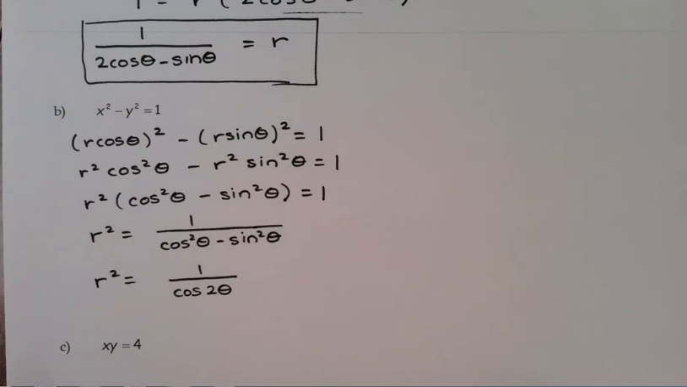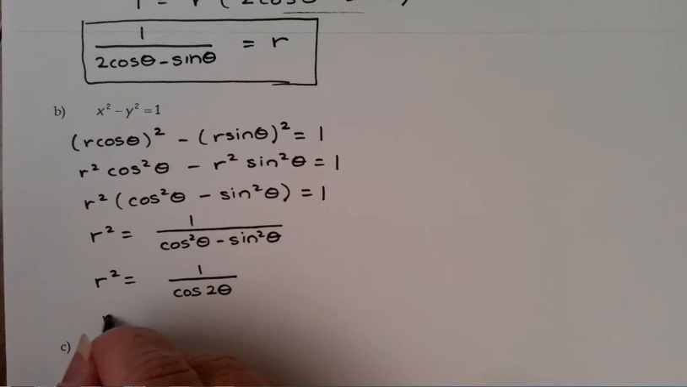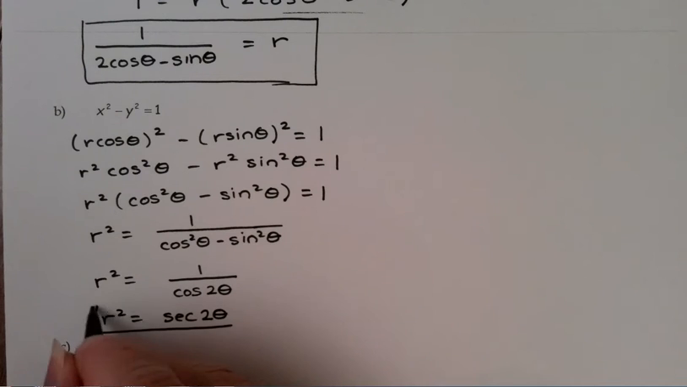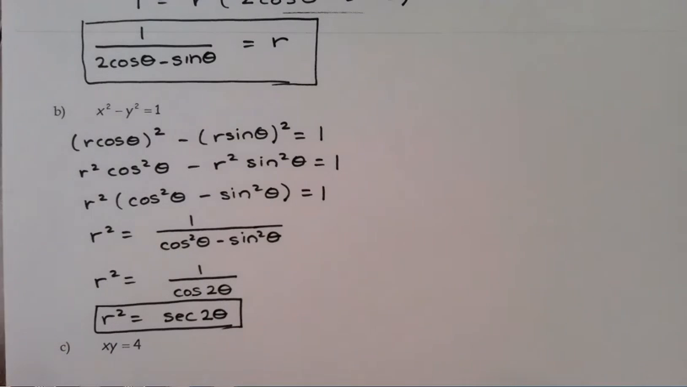cosine 2 theta. But now there's another trig identity. The reciprocal of cosine is secant. So I might write r squared equals secant 2 theta. And that now is a nice simple equation for that rectangular one. There's the polar form.